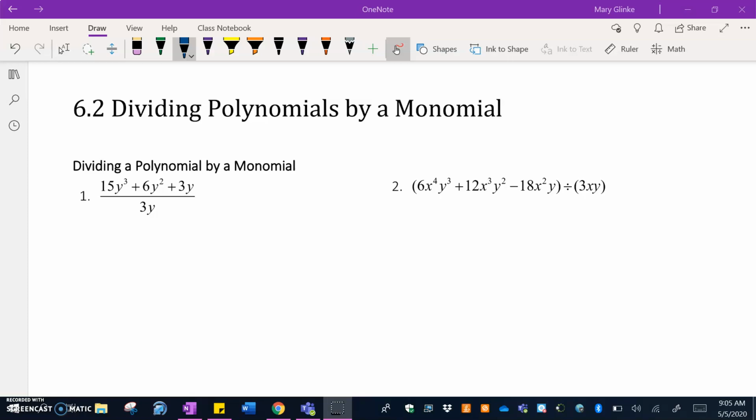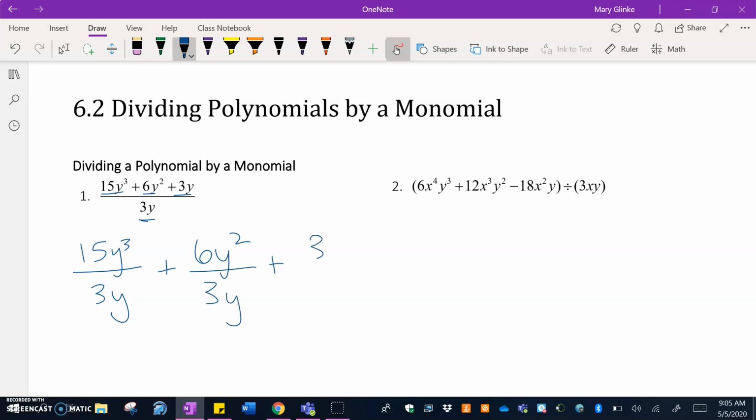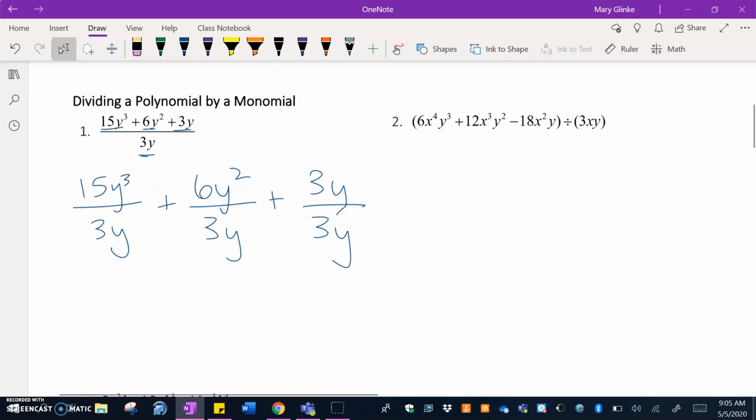So when you see division like this, what we're going to do is divide each term by the monomial. So I'm going to rewrite this so that we can very clearly see this. 15y cubed divided by 3y plus 6y squared divided by 3y plus 3y divided by 3y. So each of those terms is being divided by 3y.